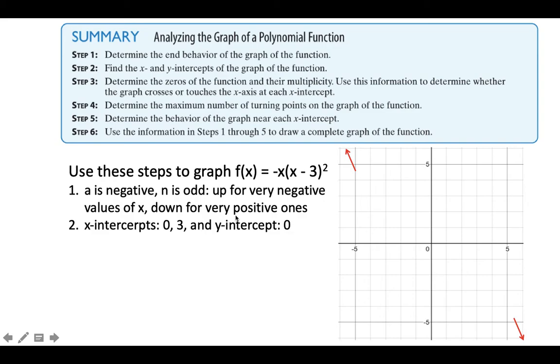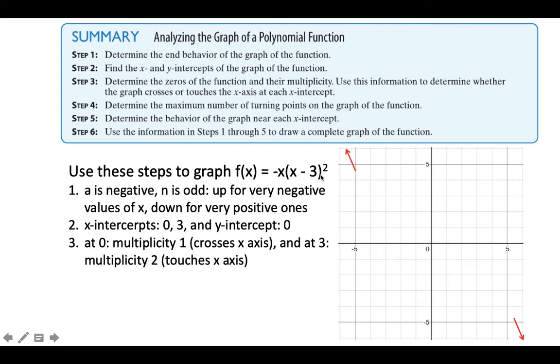Then the x-intercept. So you see we have x-intercepts at x equals 0 and x equals plus 3, and the y-intercept is 0. How do we know that the y-intercept is 0? Because if we put x equals 0, our whole function becomes 0. And then multiplicity, as you know, the multiplicity of x is 1, the multiplicity of this is 2, so we have the multiplicity also.